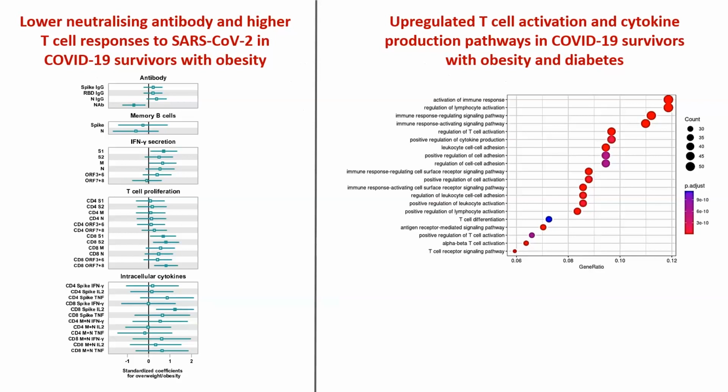So that means if you survive with comorbidities like obesity and diabetes, you may have lower neutralizing antibodies, but you will come up with higher T cell responses. So it shows that T cell responses and T cells play a vital role there.